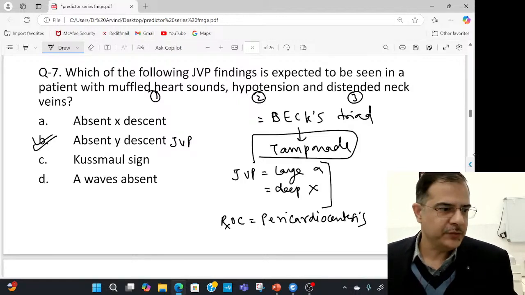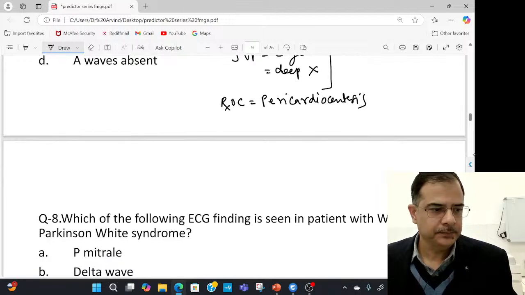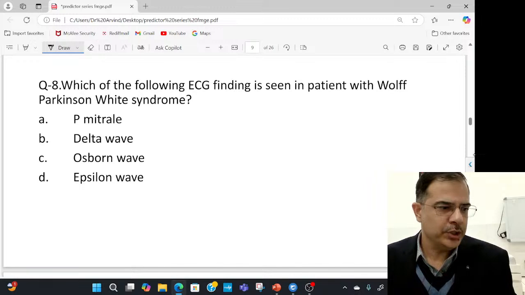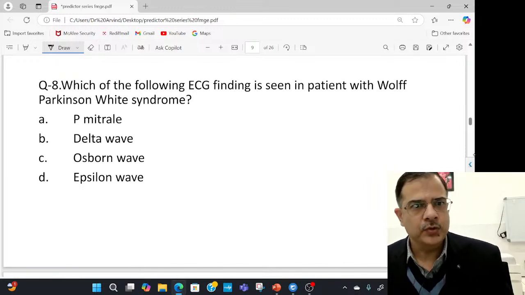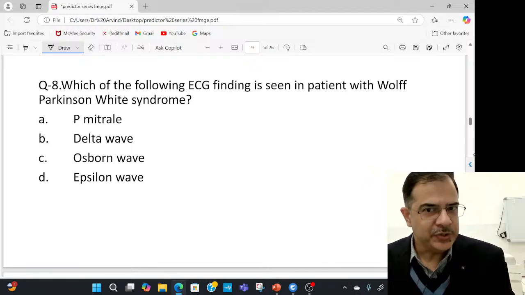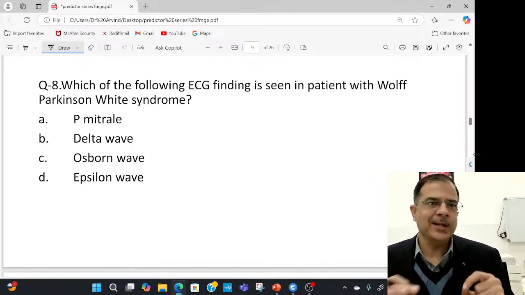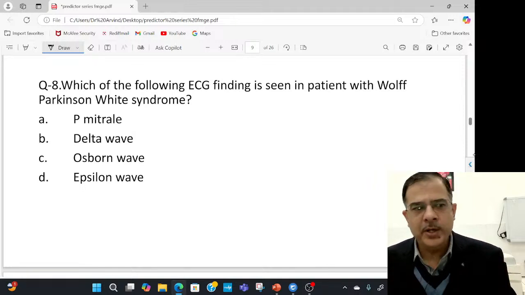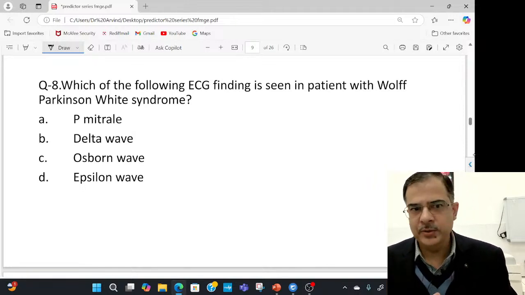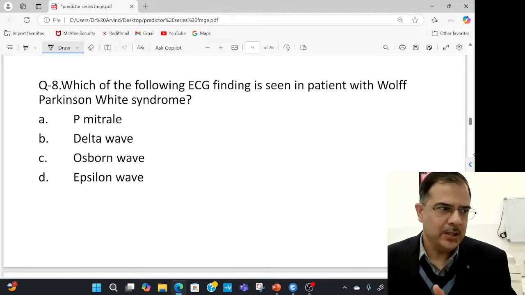Now, moving on to the next one. Yes, it is a case of obstructive shock. Now, the question is on the ECG. Which of the following ECG findings is seen in a patient with Wolff-Parkinson-White syndrome, WPW syndrome? Let's see what are the options given.